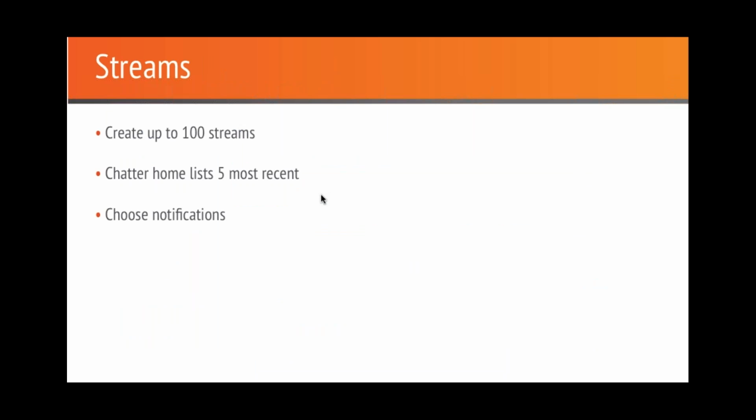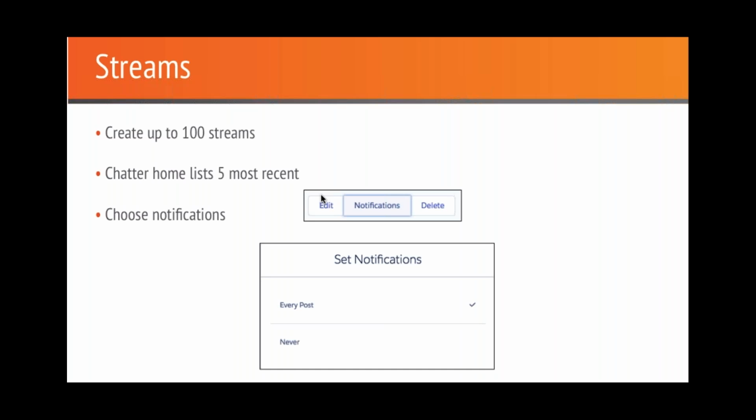You can now create up to 100 streams. I can't remember what the number was before. From memory, it was something like 25. It wasn't a particularly big number. The Chatter homepage will display you the 5 most recent streams that you've accessed. You can also choose which notifications to access through the notifications button on the feed. It is somewhat binary though, because basically you get a choice of every post or nothing. So basically choose whether you want feast or famine.